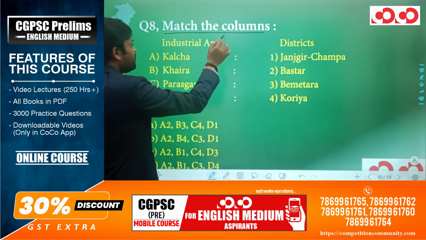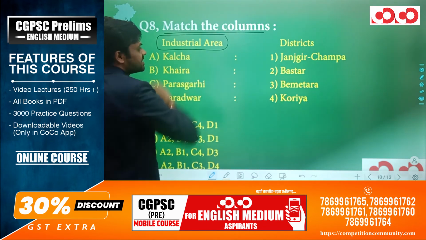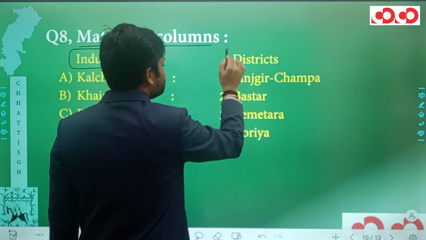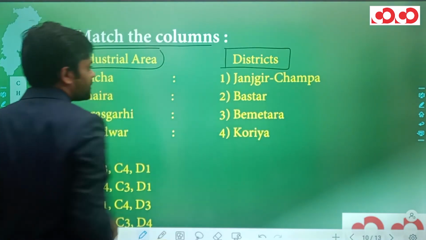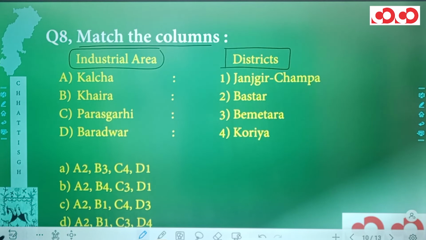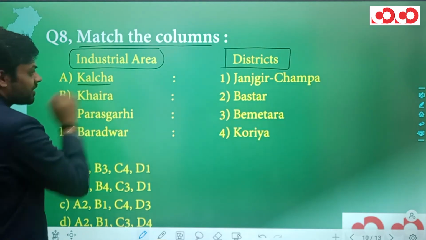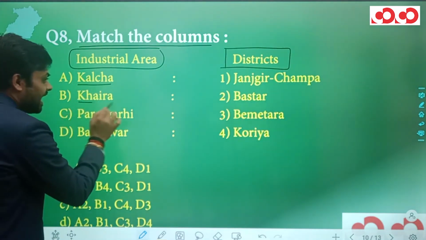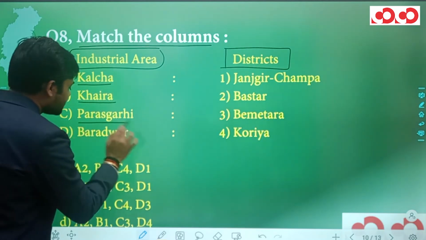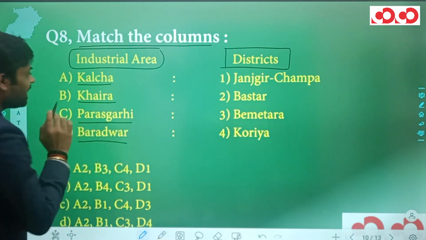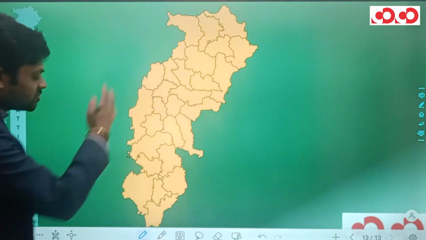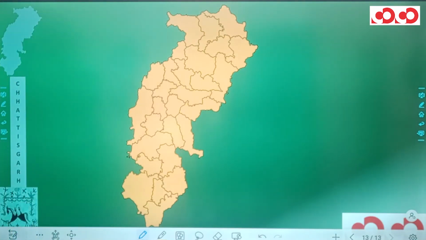Now next we have our eighth question, in which once again we have to match the columns, but this time we have industrial areas and we have to match them with the districts. What are the industrial areas we have? We have Kalcha, Khaira, Parasgarhi, and Baradwar. Now solving this question with the help of the map.